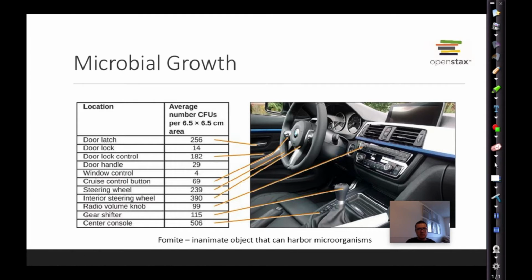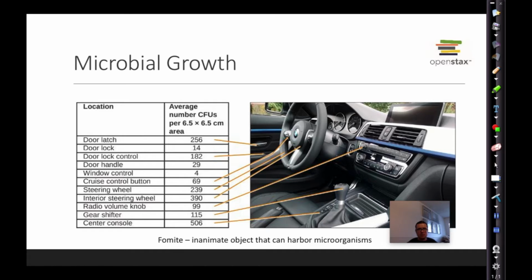Again, the reason why they don't grow on the steering wheel is because your hand rolls over the steering wheel and wipes off the microbes. So although you are touching the steering wheel a lot, because you are wiping the steering wheel with your hand, that causes the microbes to fall off.